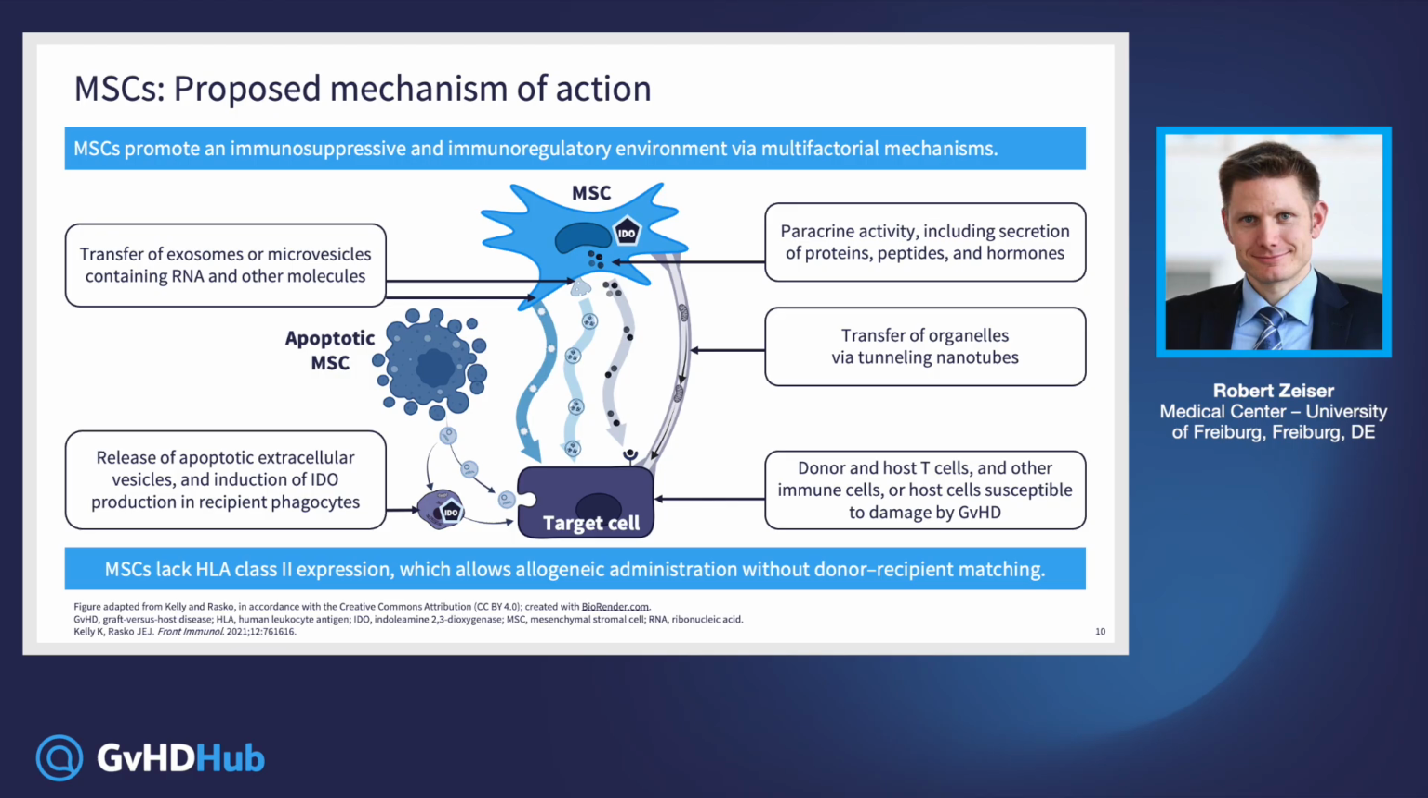And thereby, also by the transfer of organelles via tunneling nanotubes, the target cell may be influenced. There is some evidence that even regenerative effects are exerted by MSCs. Also here the mechanism is less clear. What is clear and has been shown uniformly is that MSCs generate immunosuppressive kynurenine, immunosuppressive adenosine via the ectoenzyme CD73, and that they lack HLA class II expression, so they can be administered to patients even if they are third party, because they will not be recognized because of their lack of MHC class II, without donor-recipient matching.